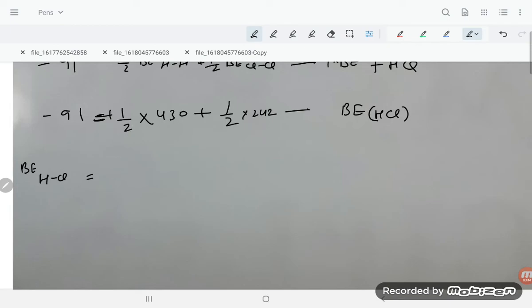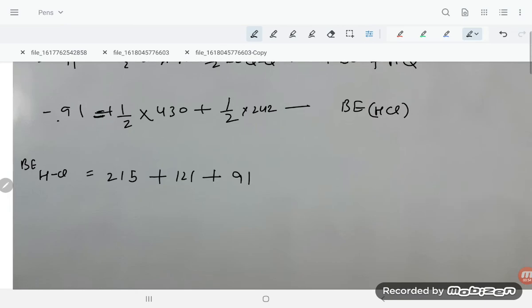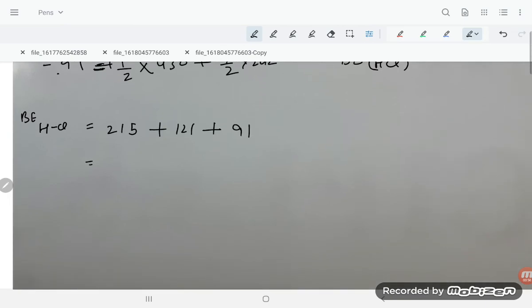You solve it out. Half of 430 is 215, and half of 242 is 121, and the 91 goes to this side, so it becomes positive 91. So add it all, students. 215 plus 121 is 336, plus 91 gives 427. So the bond energy of HCl is 427 kilojoule per mole.